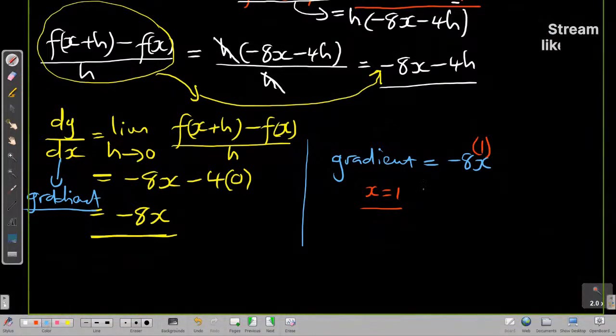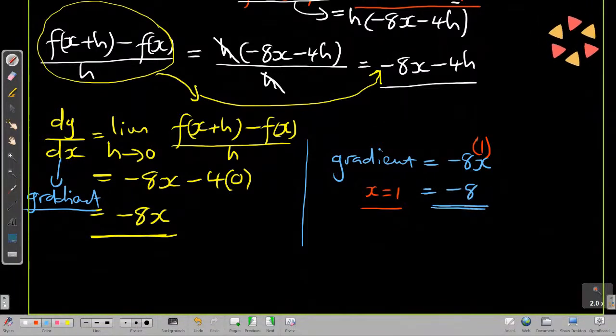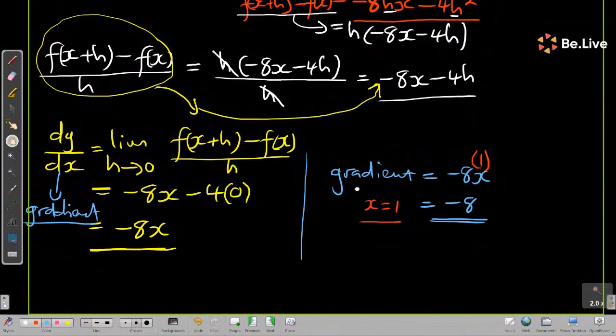It's not a difficult one, which is equal to minus 8 times 1. The simple answer there is negative 8. So when x is equal to 1, the gradient is equal to minus 8. It was not complicated there.